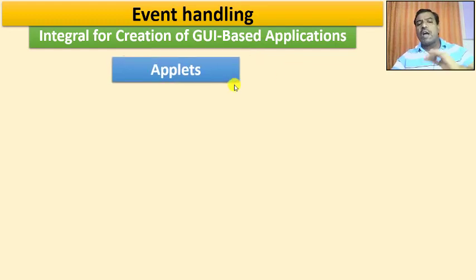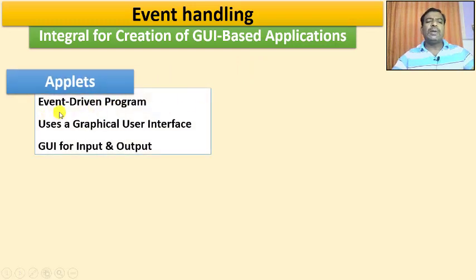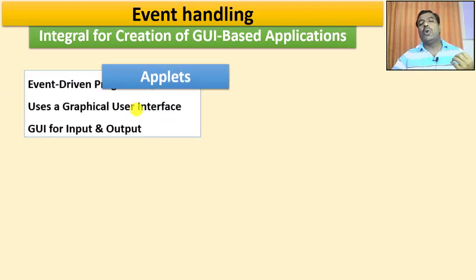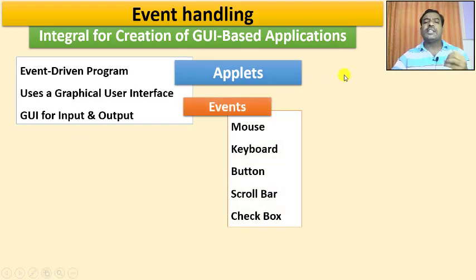We are going to have applets, and an applet is an event driven program. All Java programs are event driven in a sense, but here the events are generated by the GUI, using the user interface. The applet mainly uses the graphical user interface for its input. GUI is used for the input from the user, and even if I want to display the output, we'll be using the applet itself. So this is what we are going to talk about: the applet as a GUI based application in Java.